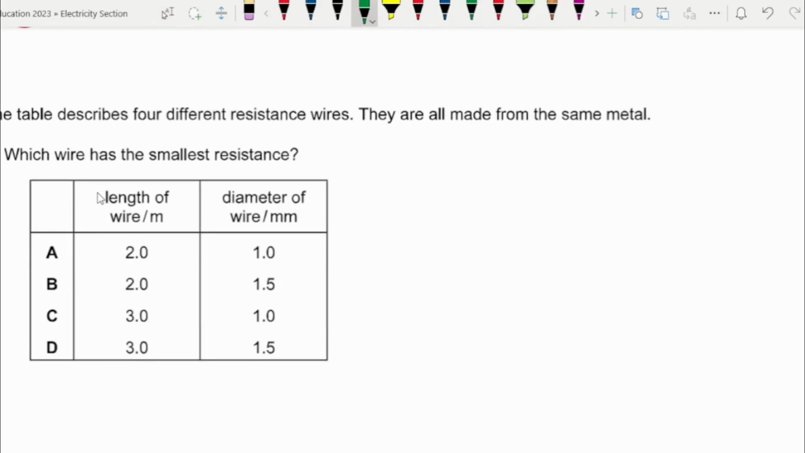The table describes 4 different resistance wires. They are all made up of same metal. Which wire has the smallest resistance? Okay, so for the smallest resistance, the length has to be the smallest and the area of cross section or the diameter has to be the greatest. Length has to be the smallest, but area of cross section has to be largest.